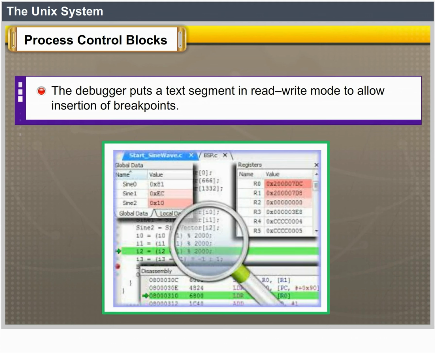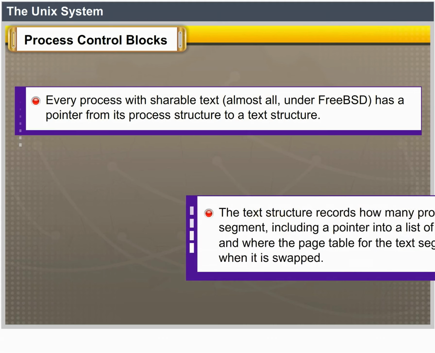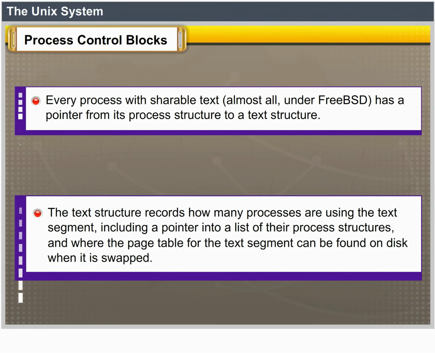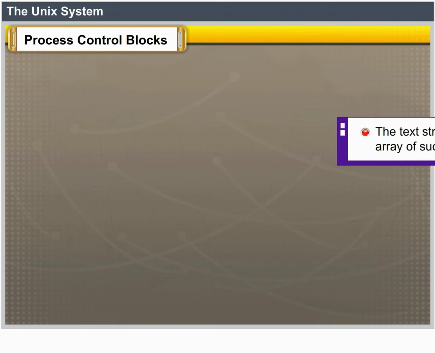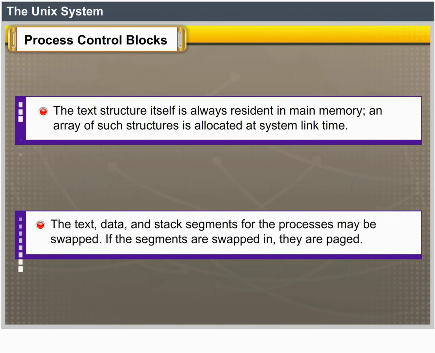Every process text, almost all, under FreeBSD, has a pointer from its process structure to a text structure. The text structure records how many processes are using the text segment, including a pointer into a list of their process structures, and where the page table for the text segment can be found on disk when it is swapped. The text structure itself is always resident in main memory. An array of such structures is allocated at system link time. The text, data, and stack segments for the processes may be swapped.